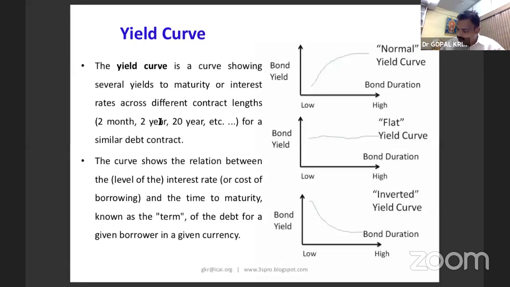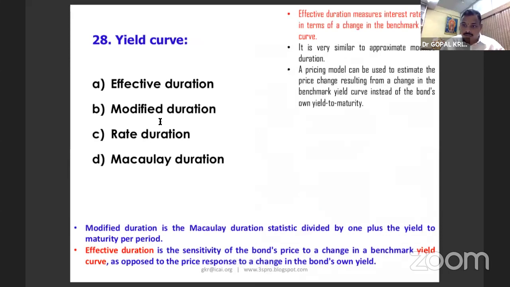Questions 24, 25, 26, you are going to do yourselves. For 28, I'm going to explain: on what basis did you build the yield curve? Yield curve is equal to the effective duration. Effective duration is the sensitivity of the bond price to a change in the benchmark yield curve. Therefore, effective duration and yield curve are alternative names. So please note down, the answer for 28 is A.